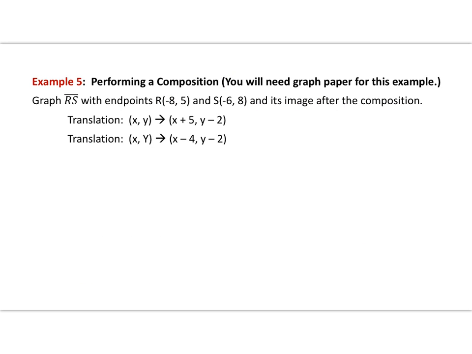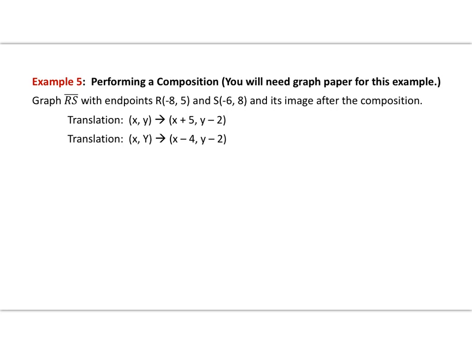All right, so let's take a look at an example where we will perform a composition. You'll need graph paper once again. Graph segment RS with endpoints at -8, 5 and -6, 8, and then its image after the composition. So here's an example of a composition. I have the first translation: I'm going to add 5, subtract 2. My second translation will be that I subtract 4 and then subtract 2. And you need to go in order. So let's take a look.